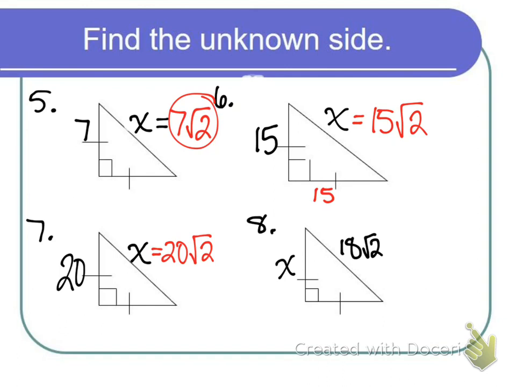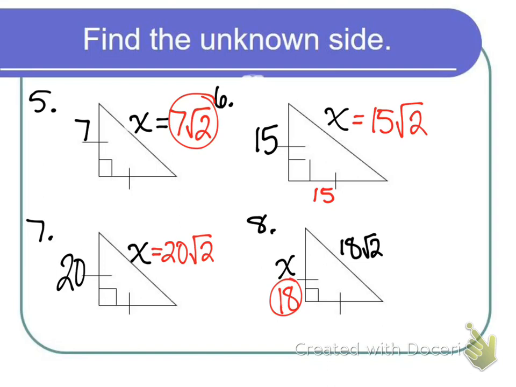What's different about number 8 from 5, 6, 7? They already have the C side. They already have the longest side marked. Now we're looking for a leg. So it's going to be 18. Okay, if the hypotenuse was 18 root 2, if we were to divide that by root 2, that gets us back to a leg. That has to be 18.